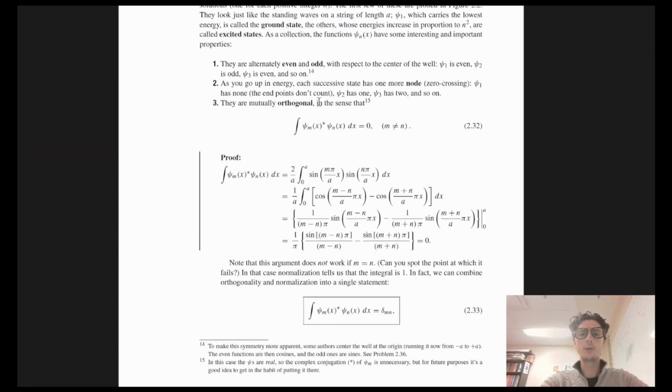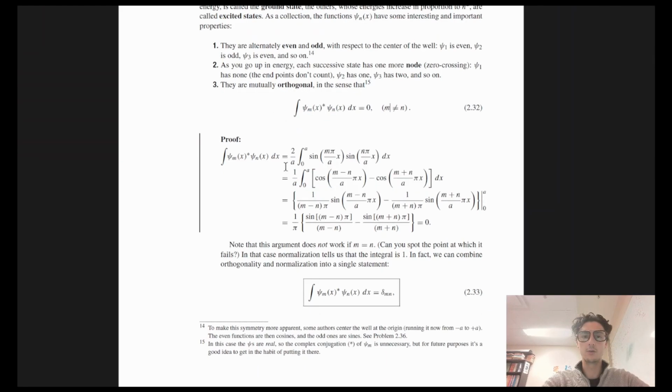They are mutually orthogonal: the integral of the complex conjugate of psi m multiplied by psi n is equal to 0 if m does not equal n. This is called orthogonality. It's like taking the inner product of these two functions. Basically, you take an integral, complex conjugate one of them, keep the other as is, and if the m and n values are not the same, you get 0, which means they are orthogonal.